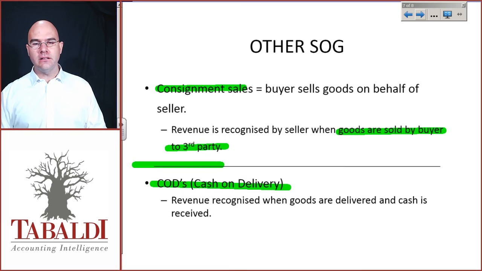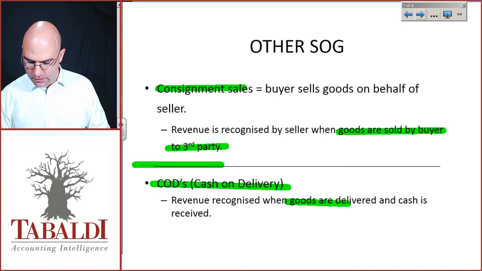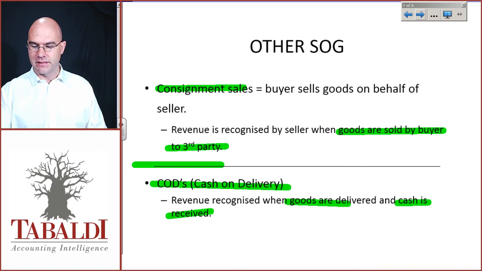Cash on delivery sales, well, those are pretty straightforward. Revenue will be recognized when the goods are delivered and the cash is received. Okay, so I hope that has helped you. Please go and work through all of these illustrative examples for sale of goods. There are also some for services, which we'll cover in the next video. Thank you.